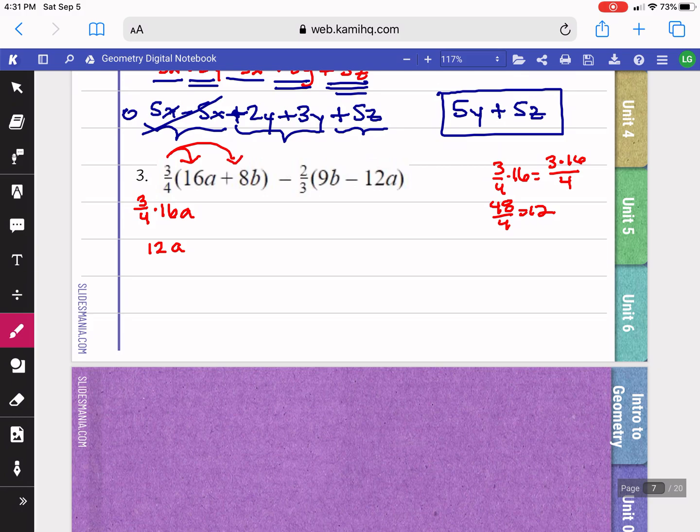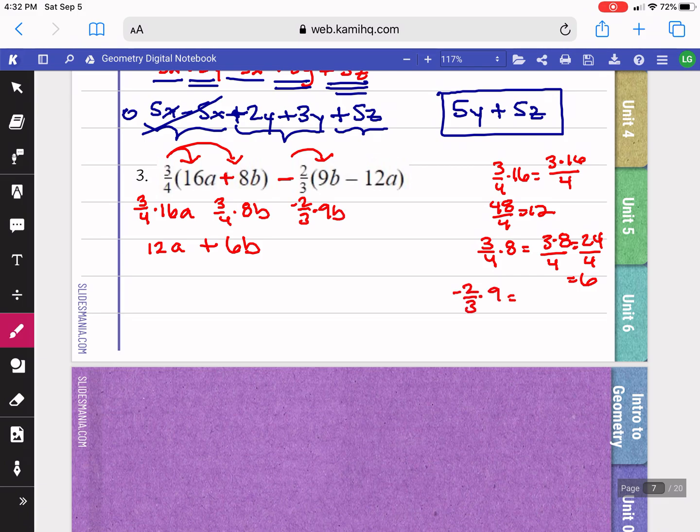Next, I'm going to do 3/4 times positive 8b. So we're doing 3/4 times 8, which means 3 times 8 divided by 4, or 24 divided by 4, which is equal to 6. So this is really positive 6b. Now I'm going to distribute negative 2/3 times 9b. So negative 2/3 times 9 means we're doing negative 2 times 9 divided by 3, or negative 18 divided by 3, which equals negative 6. So negative 2/3 times 9b is negative 6b.